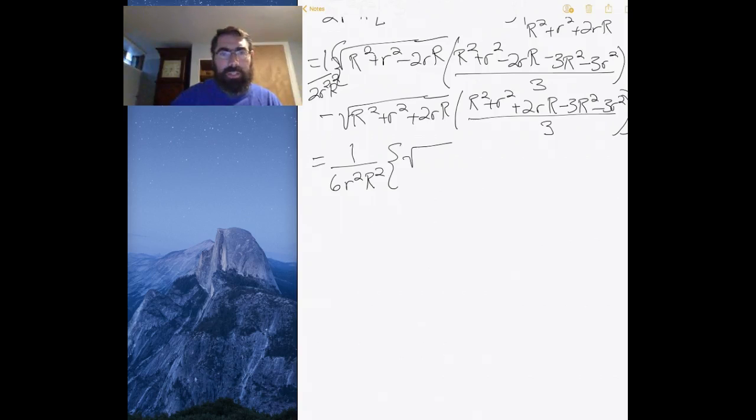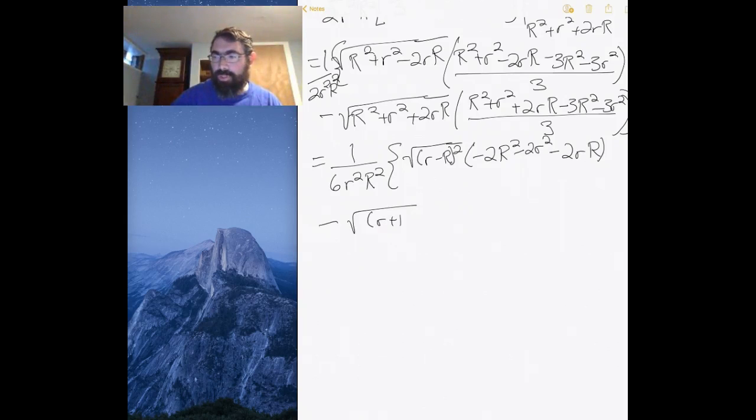times the square root of the quantity R minus r, squared, minus 2 capital R squared, minus 2 lower r squared, minus 2rR, minus the square root of the sum of those, quantity squared, minus 2 capital R squared minus 2 lower r squared plus 2rR. So you notice I took the 3 out and factored out and made the factor of 6 out front.